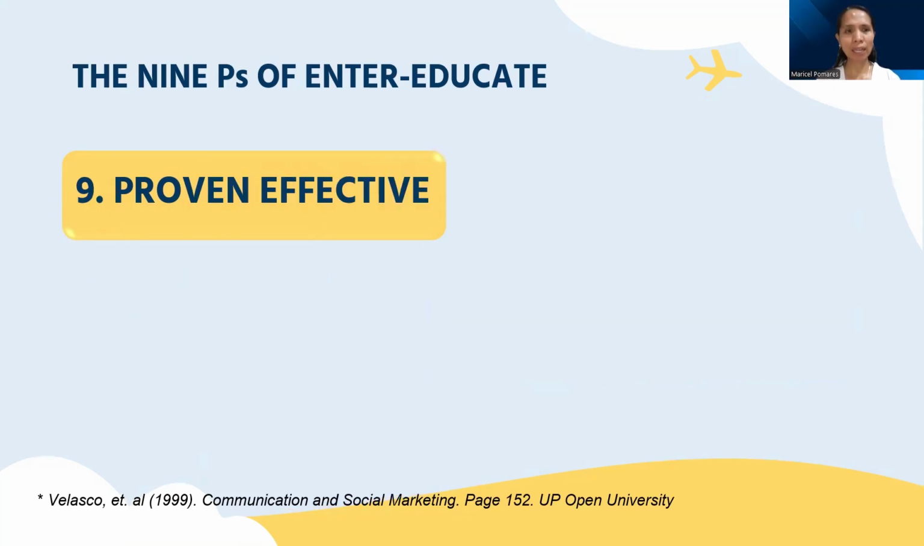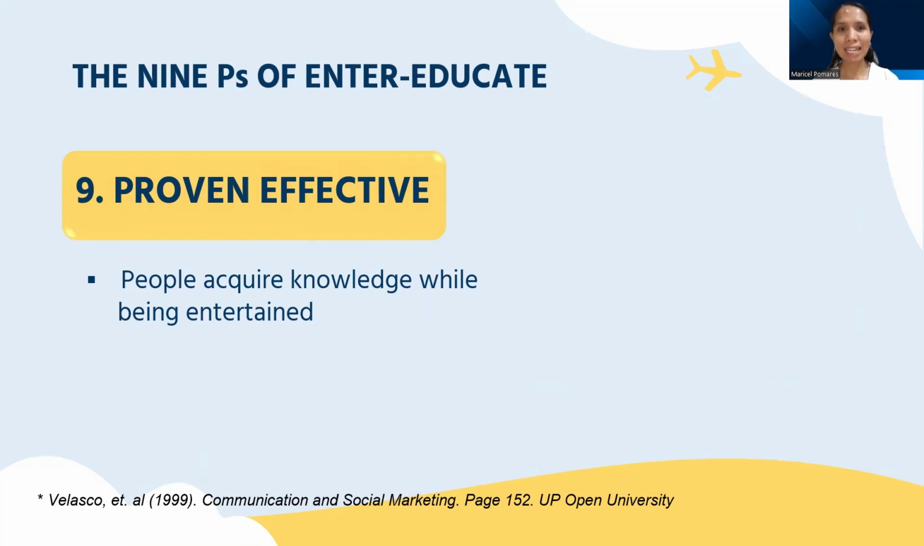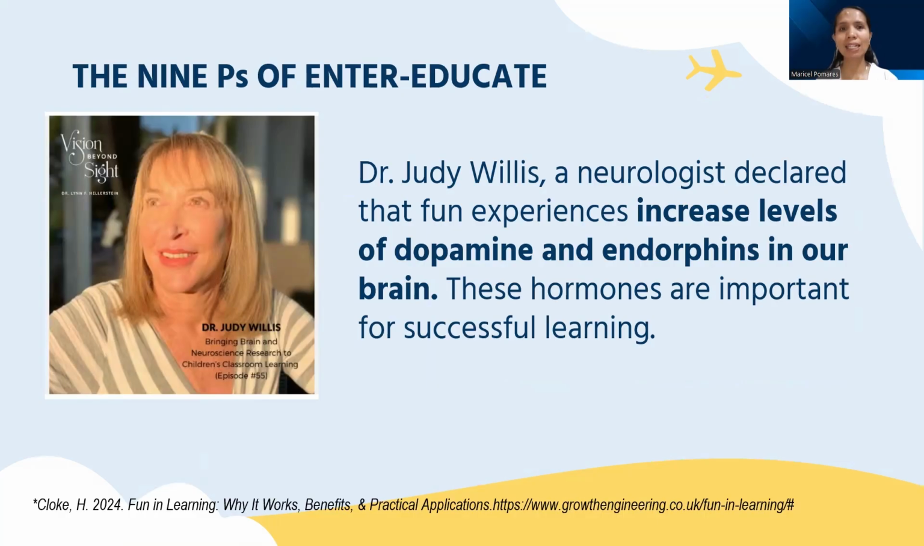Number 9, it is proven effective. People acquire knowledge while being entertained. So it is easy to learn while people are laughing, while people are being entertained. According to Dr. Judy Willis, a neurologist, fun experiences increase levels of dopamine and endorphins in our brain. These hormones are important for successful learning because dopamine is a feel-good hormone that makes learning rewarding and pleasurable, while endorphin is a hormone that can help us fight our stressful days.